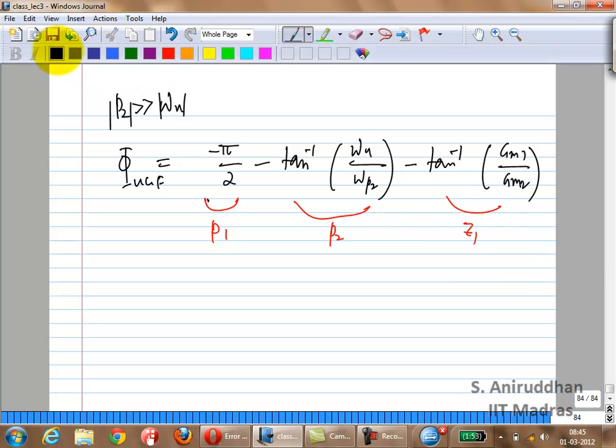You get 3 terms, one from each pole and the 0. Is that right? P1 gives minus pi by 2. P2 gives minus tan inverse omega u by omega P2. If you are given the transfer function, you know how to find the phase shift, right? And the 0 happens to give GM1 over GM2. This is your dominant term.